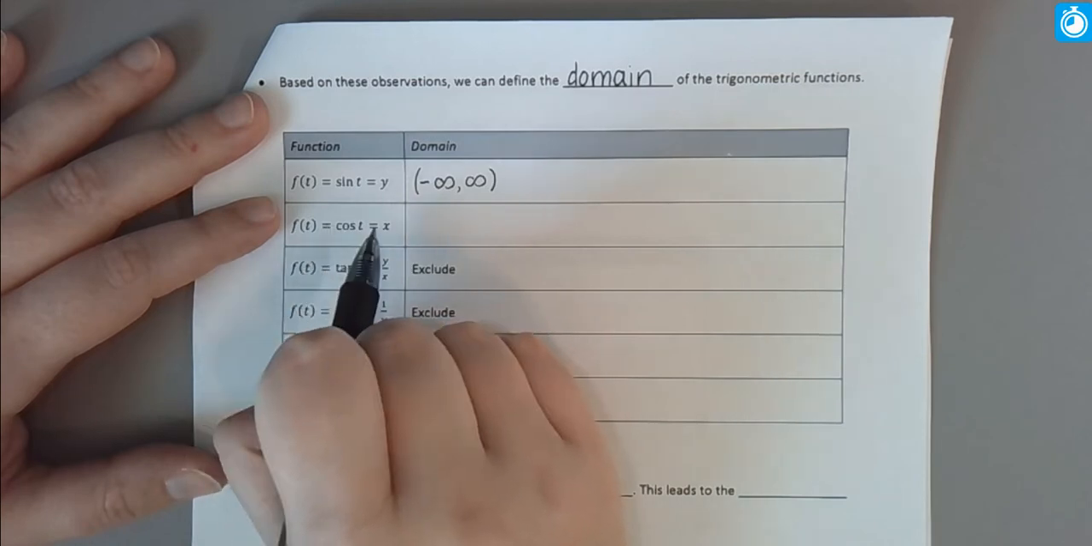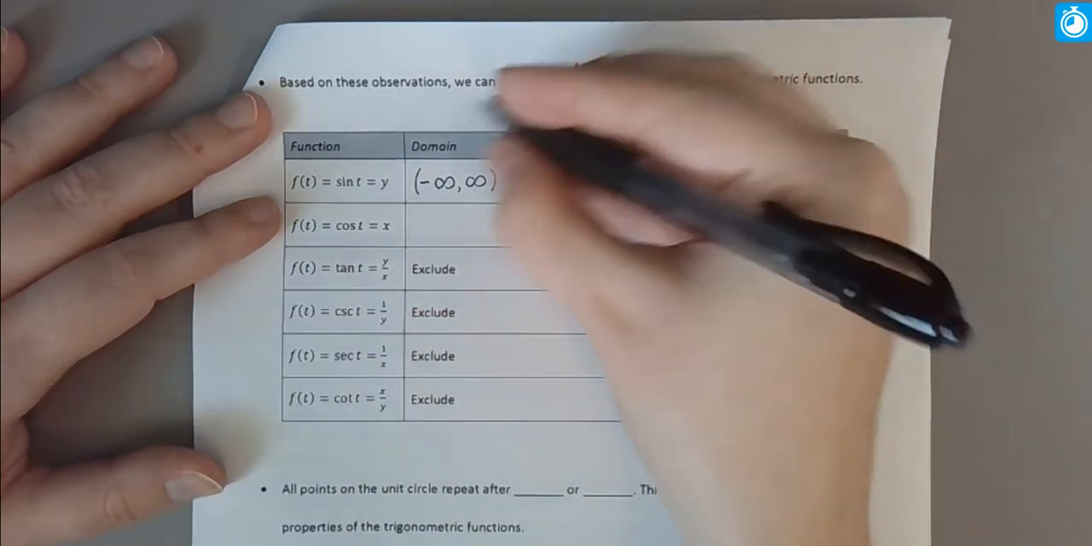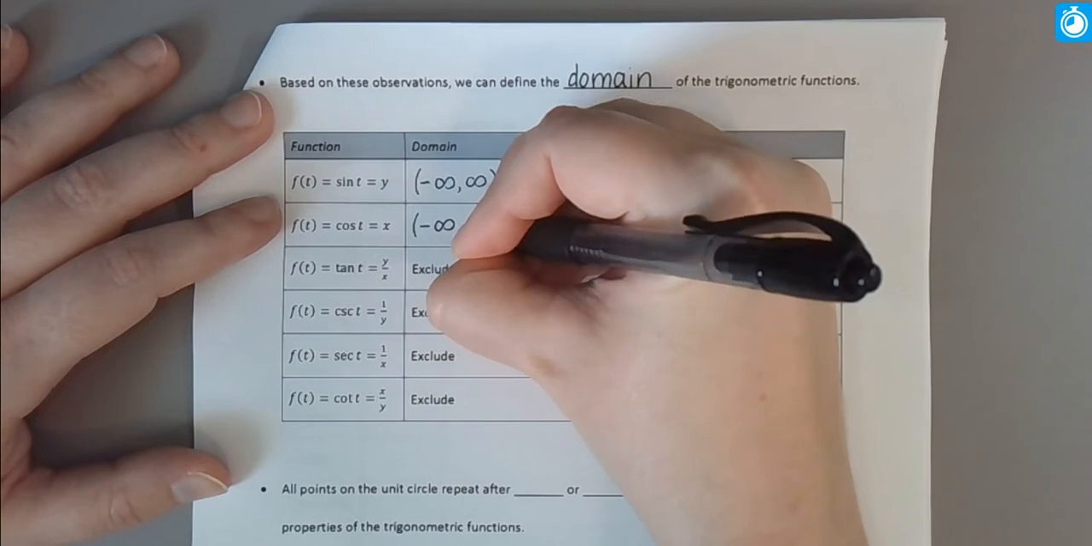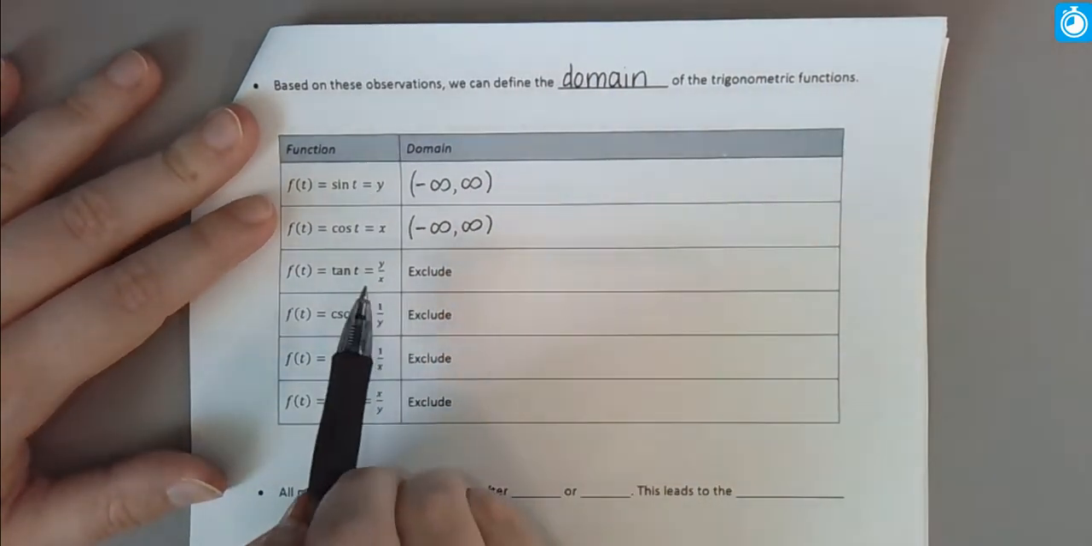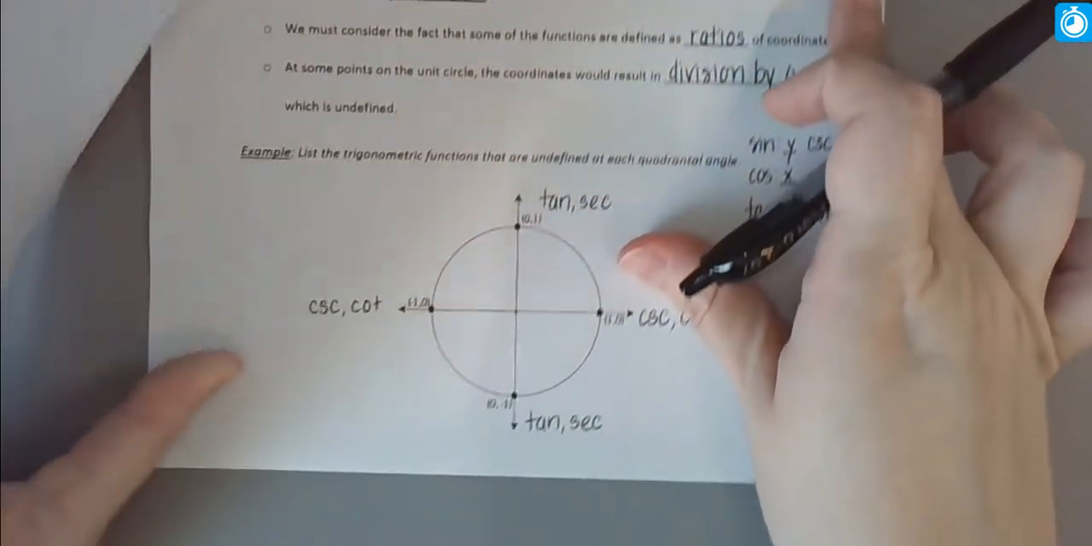Now what about the cosine function? Cosine is defined as x on the unit circle, and again it's not defined in terms of division, no risk of dividing by 0, so our domain is also all real numbers. Now tangent. Tangent is defined as y over x. So let's flip back over and see what we determined about tangent.